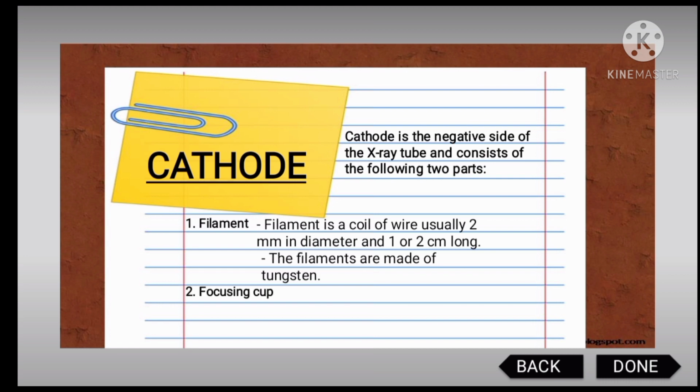Next is the focusing cup. The filament is embedded in a metal cup called the focusing cup. The purpose of the focusing cup is to guide the electron stream to the target area on the anode. Because of the tremendous amount of heat that is generated at the cathode side, the structure is made of tungsten, which has excellent thermal properties.